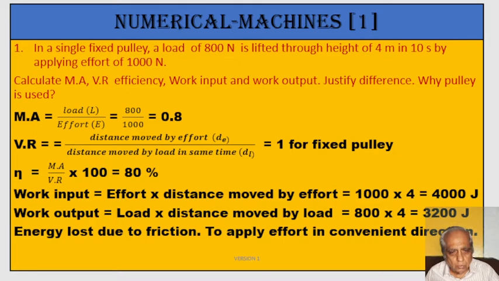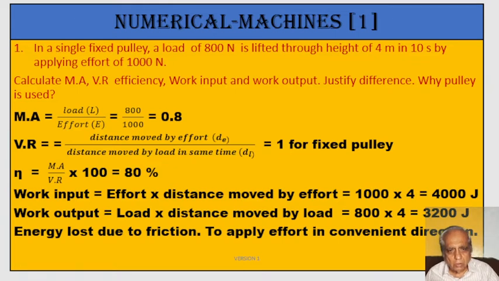Work output would be equal to or less than work input. It would be equal to work input in case of an ideal system. Practically, work output would be less than work input. The difference is due to energy loss due to friction. Work input, output or energy are measured in joules.